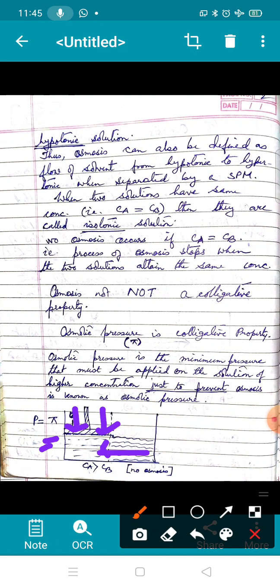So how do you define osmotic pressure? Osmotic pressure is the minimum pressure, remember, minimum pressure that must be applied on the solution of higher concentration just to prevent osmosis, not more than that, is known as osmotic pressure. So we have to derive the mathematical relationship for this.